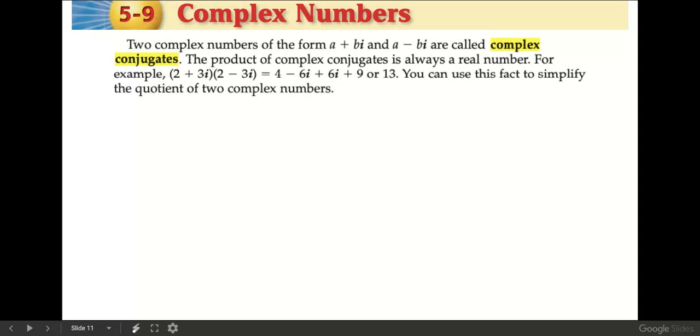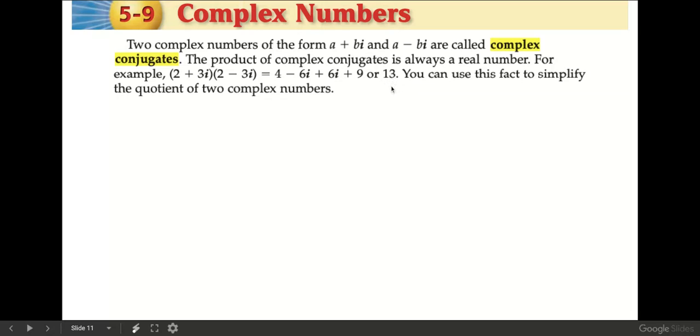Two complex numbers in the form of a plus bi and a minus bi are called complex conjugates. So we've talked about conjugates before when we were talking about radicals. Complex numbers also have conjugates, right? Whenever you have the same thing, but one is adding and one is subtracting, those are conjugates of each other. So the product of complex conjugates is always a real number. So for example, 2 plus 3i times 2 minus 3i is equal to, again using the FOIL method, 4 minus 6i plus 6i plus 9. And if you notice, the two middle terms, the two i terms, will zero out, leaving you with just 4 plus 9, which is 13.